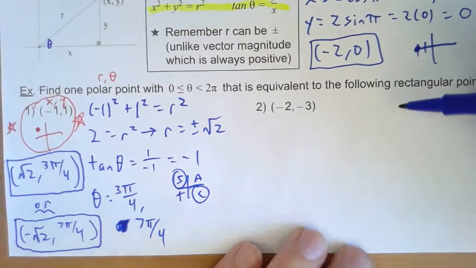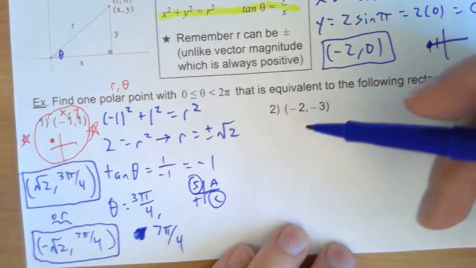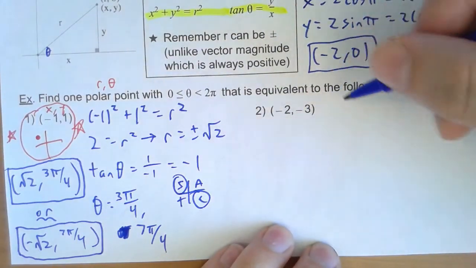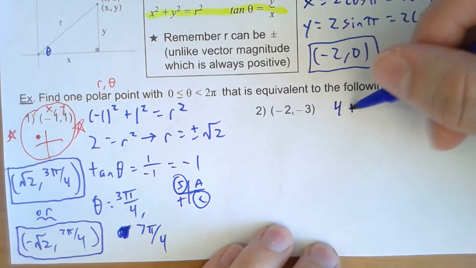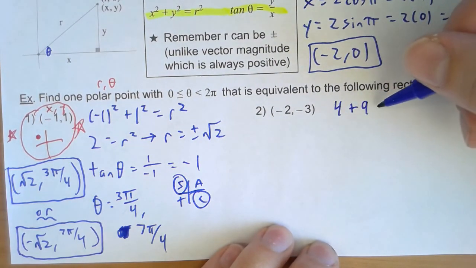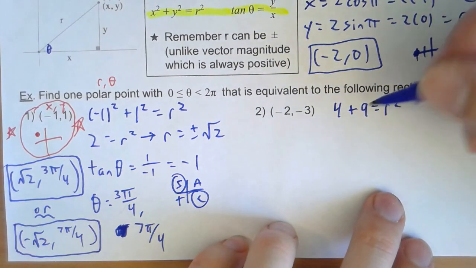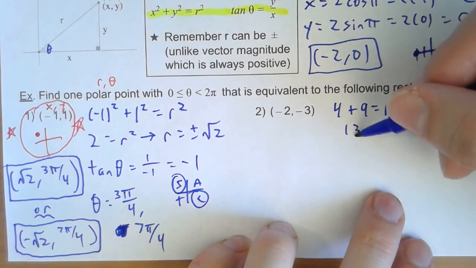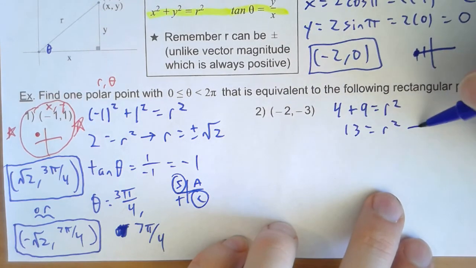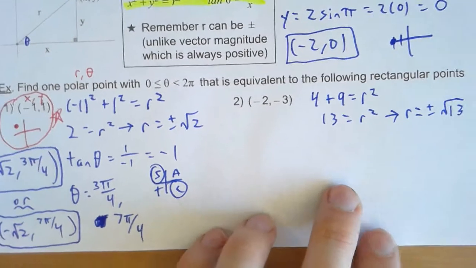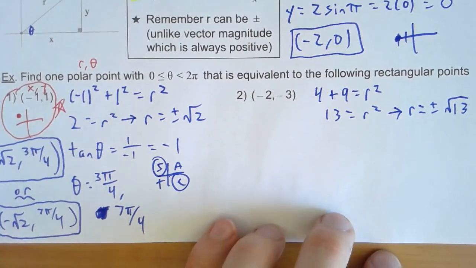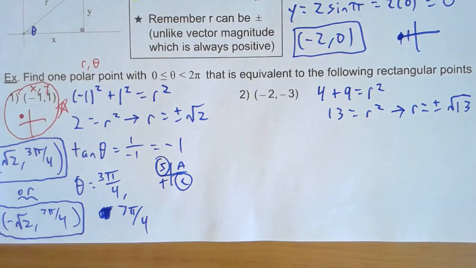So one more problem here. Again, we're starting with rectangular, so this is x and y. So I'm going to say x squared, which is 4, plus y squared, which is 9, equals r squared. So that tells me that 13 is r squared, which means r is plus or minus √13. Okay, don't forget that plus or minus. We're going to have to think through whether we want r to be positive or negative.